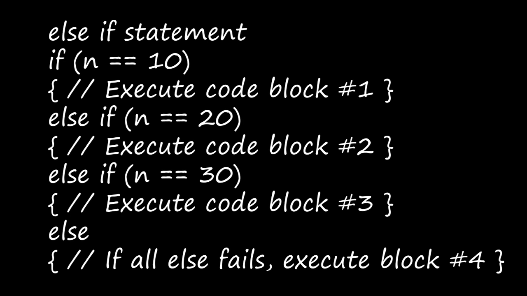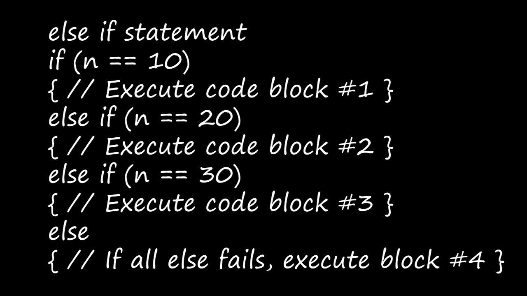Here, if n is equal to 10, the first block will be executed. If it is not 10, it will move on and check the next condition. Else if will have another condition there. You can give a number of conditions here. If the value of n is equal to 20, the second block will be executed. Again, another condition is given: else if n is equal to 30. If the value of n is 30, this block will be executed.